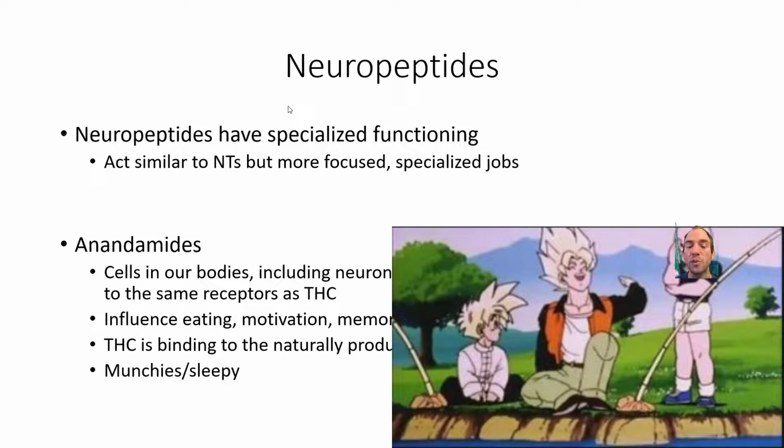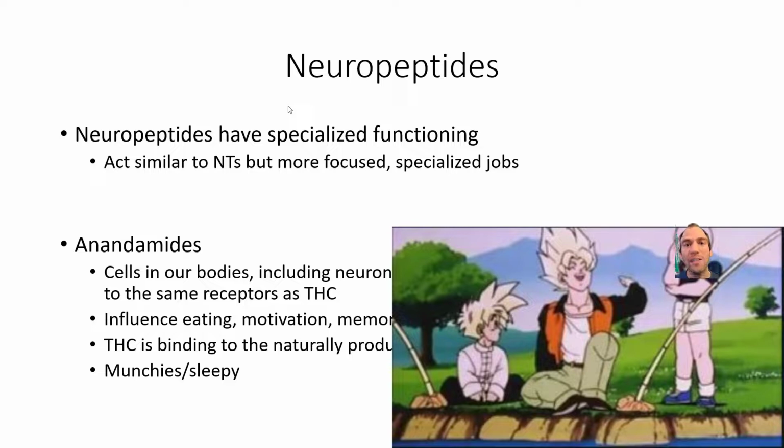THC is binding to the naturally produced anandamide receptor sites. This could be one reason why, when people smoke marijuana, medically, of course, in the state of Florida, it's associated with munchies and being sleepy. So basically what THC does, as an active ingredient within marijuana, is attach to these naturally existing anandamide receptors, which exist across numerous animals, not just humans. So the THC attaches to these anandamide receptors, and what are those anandamide receptors associated with?